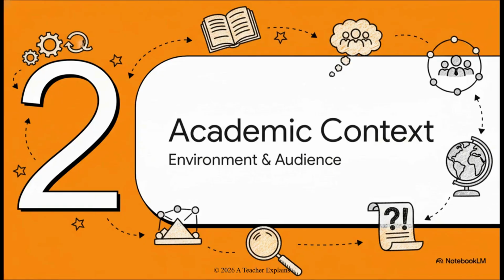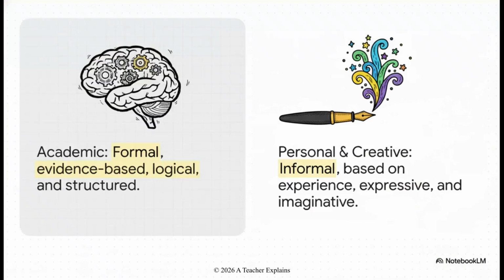Okay, so we've covered those core characteristics. Now let's zoom out a little and talk about context. Because understanding the environment you're writing in and who you're writing for is totally key to mastering this style. You know, one of the best ways to understand what academic writing is to look at what it's not. It's not personal writing, which is based on your own experiences, and it's not creative writing, which is all about imagination. Academic writing is defined by being formal, logical, and based on evidence. Knowing the difference helps you switch gears depending on what you're writing.